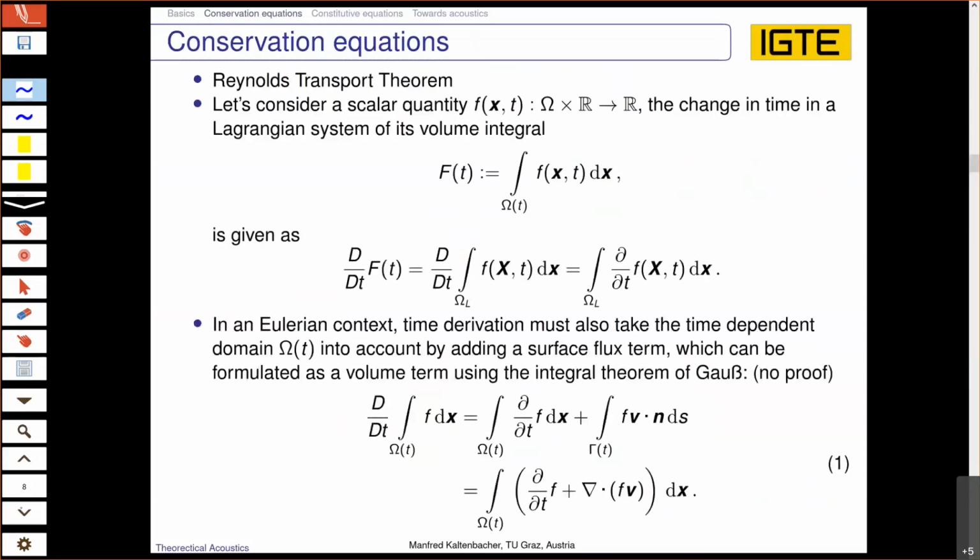Yeah, and now we come to a very important theorem in fluid dynamics, but it's not only used in fluid dynamics, also in other physical fields. It's the Reynolds transport theorem. I think you already have heard about it. Have you had a detailed discussion on this theorem in a fluid dynamics course or other course?